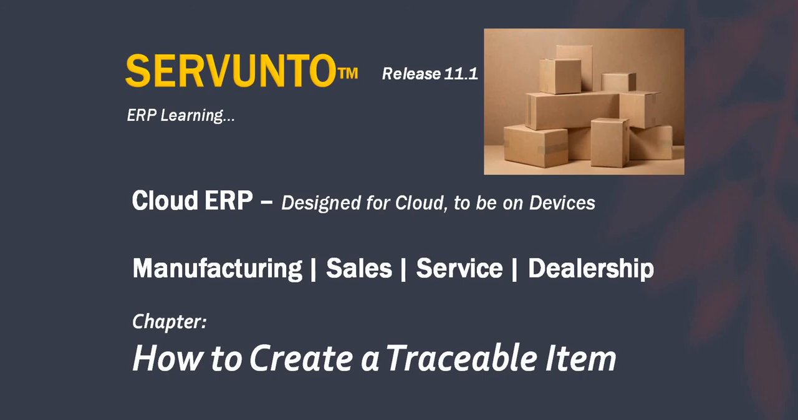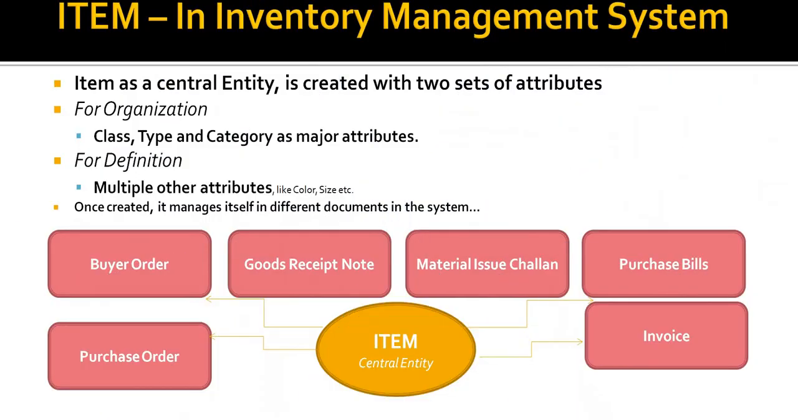This is release 11. In this session we will discuss how to create a traceable item. As we know, in any good inventory management system, creation and management of an item is central to the system. In Sravanto ERP, we create an item with the help of two major sets of attributes. The first set of attributes is organization attributes and the second one is its definition.